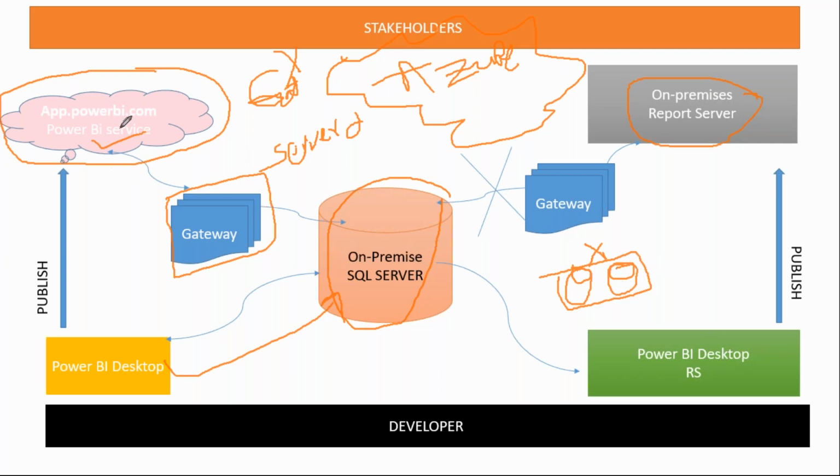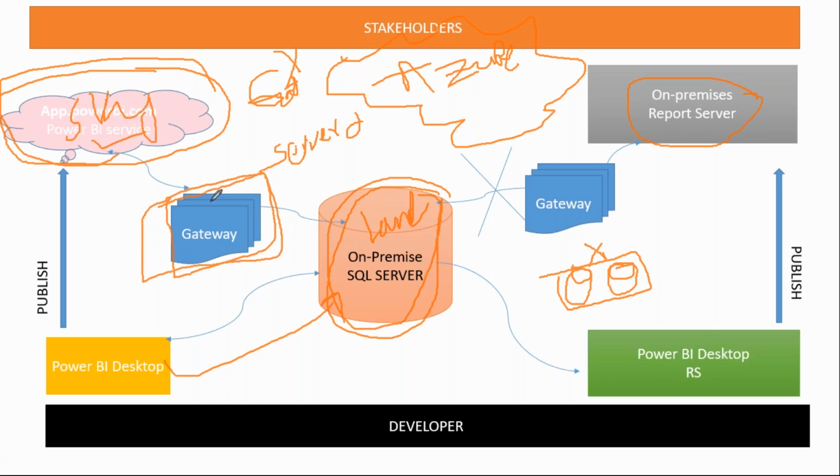But here my report is sitting in the cloud, and my server is sitting in one place locally, on land, while the report is in the cloud, in the sky. So for this we need to have a gateway connection. So far so good?